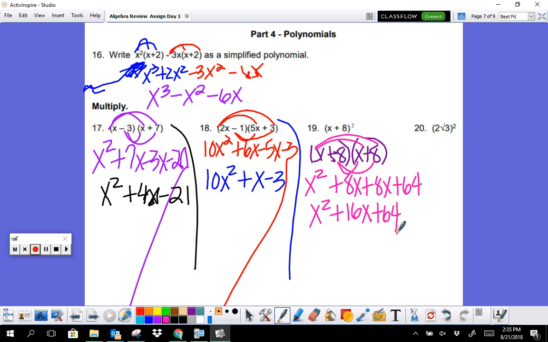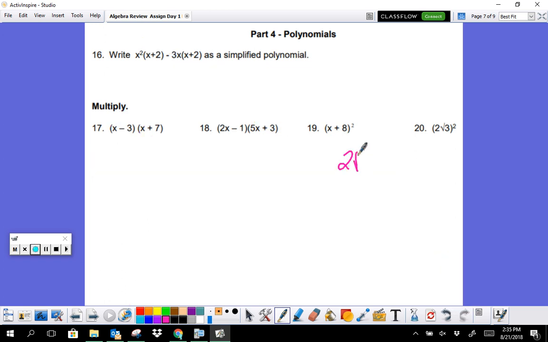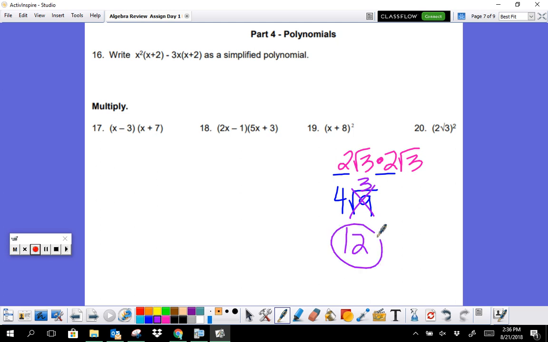Okay, number 20. Remember, something that's squared means times itself. So that's 2 square root of 3 times 2 square root of 3. We reviewed how to multiply radicals. You need to do outside times outside. 2 times 2 is 4. Square root of 3 times square root of 3, that would be square root of 9. If you were to type this in the calculator, it's going to tell you that the answer is 12. That's because the square root of 9 is 3. 4 times 3 is 12. That's why it's important for you to check these in your calculator, because that's one that nobody should miss because it comes out to be a nice number.